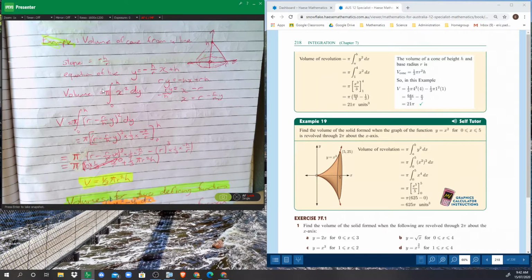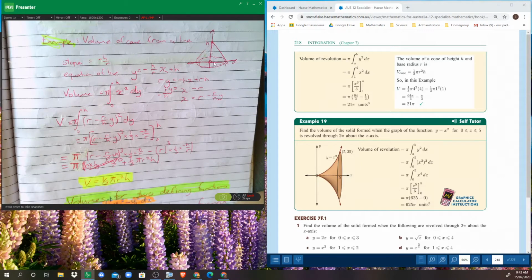But when you're doing rotations around the y-axis, your statement for x wouldn't even have to be a function, because there's a bunch of statements you can isolate x for which wouldn't satisfy the vertical line test. And you could rotate those around the y-axis, I imagine, without any problem.